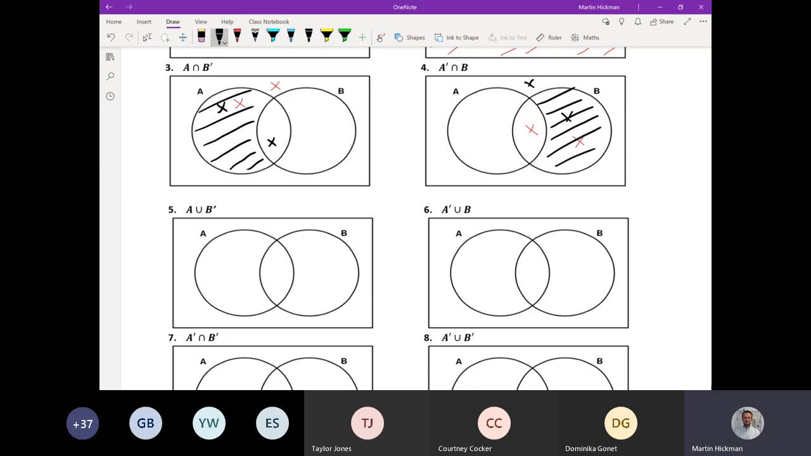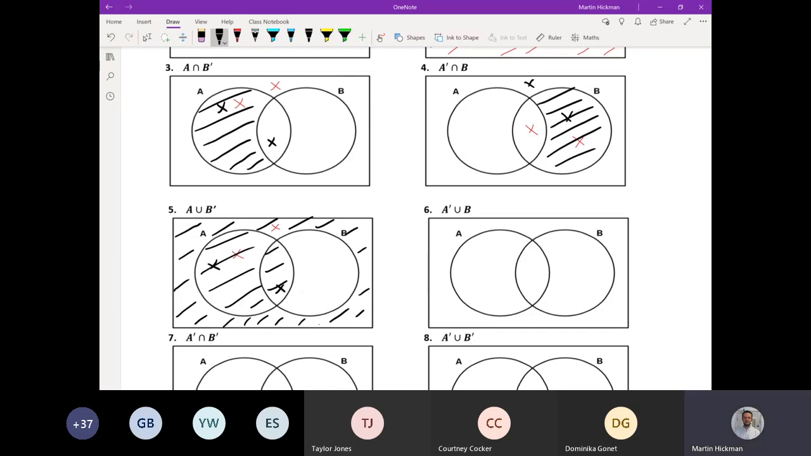So I draw my crosses like I did before for A. So this is where A happens. This is where B isn't happening. But this time, anywhere there's a cross, at least one of those events is happening. And because it's or, all I need to do is just shade in where at least one event is happening. Okay, so pretty much the whole thing except for where B happens without A happening, because neither condition is met.